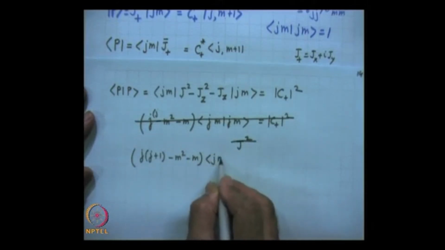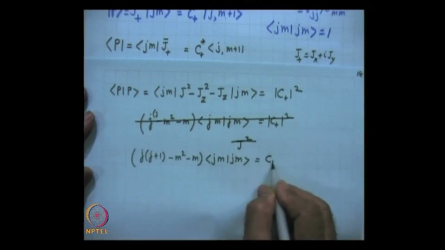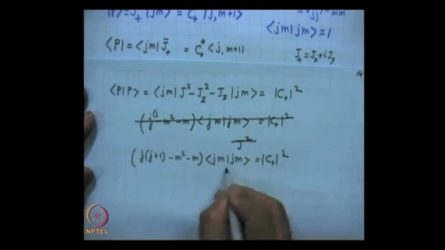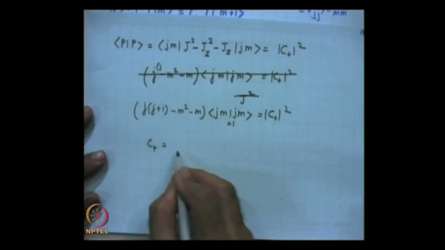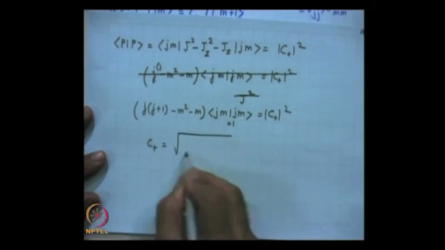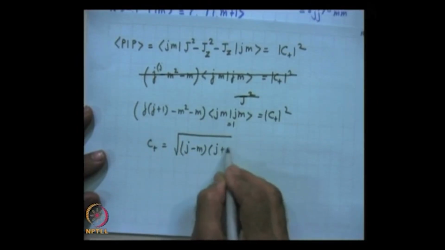Bra j m ket j m, which is 1 because they are orthonormal kets, is equal to c plus square. So, this is equal to 1, and therefore we obtain c plus is equal to the square root of that. So, this will be j minus m into j plus m plus 1.